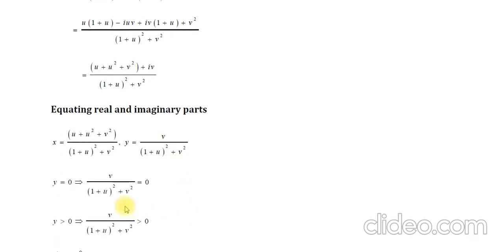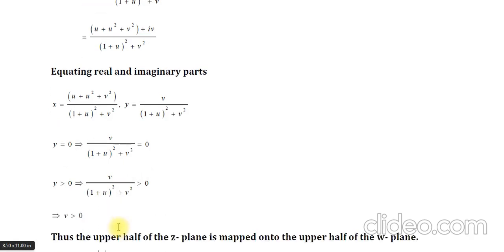Now y equal to 0. Of course we need y greater than 0. y equal to 0 means this one. So y greater than 0 means I am substituting the value of y. That is what the procedure says. So simply by cross multiplying I am getting v greater than 0.